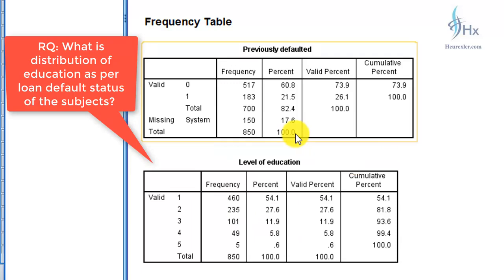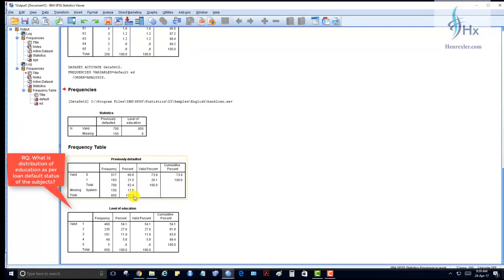So what you can do, you can use the Crosstab option to find that. In that case, our research question is what percentage of individuals have a high school degree as compared to other degrees, among those who are defaulters as compared to non-defaulters. So we want to categorize all the educational groups based on their default and non-default.